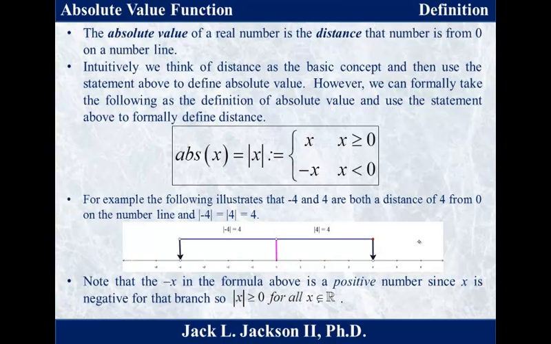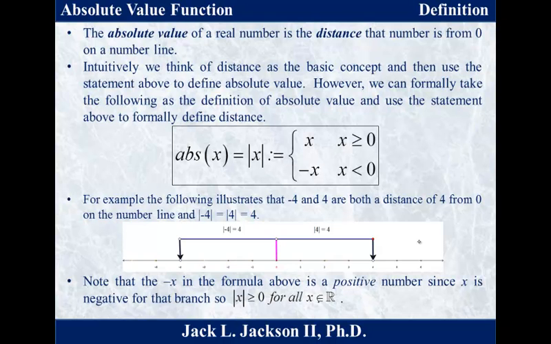So, we can take that as a definition, and then the statement at the beginning, the absolute value of a real number is the distance that number is from 0 on a number line, then defines distance. But whichever one you think comes first, it really doesn't matter. These two things give you the same concept. So, for example, the following graphic illustrates that both negative 4 and 4 are at a distance of 4 from 0 on the number line. So the absolute value of negative 4 is the same as the absolute value of 4, which is 4.